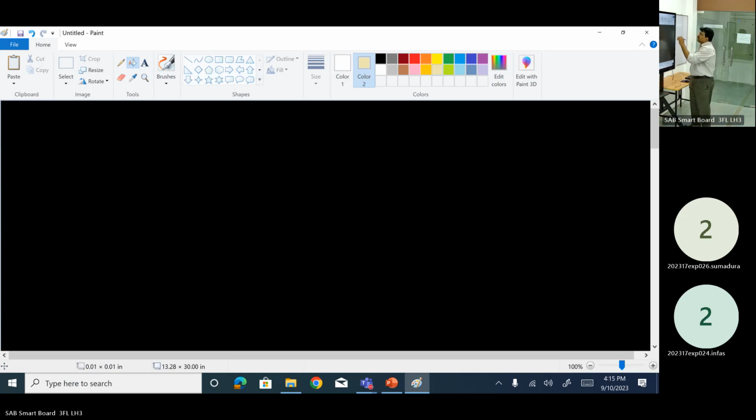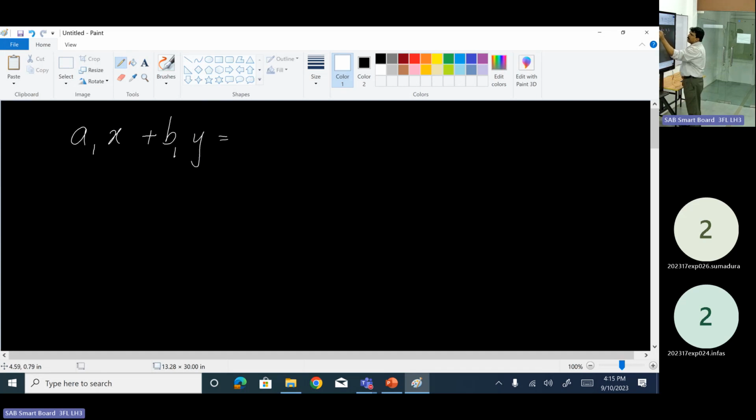So now, the two unknown case. The general equation of a two unknown case will be like this. A1x plus B1y equals C1. A2x plus B2y equals C2. So this is the general form of a two unknown system. Right. A1, B1, C1, A2, B2, C2 are given constants. X and Y are the unknowns.